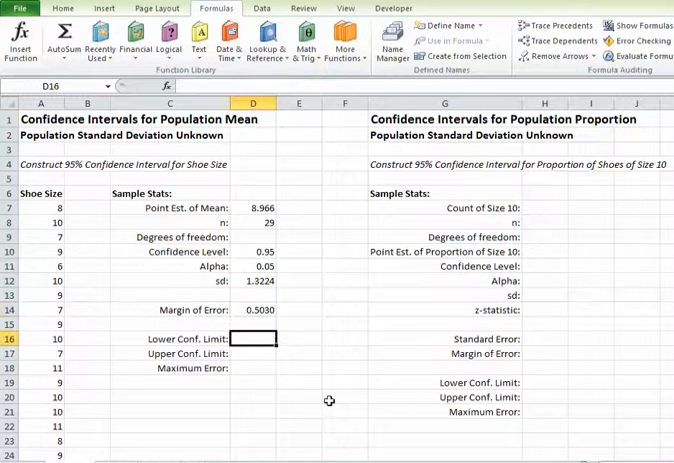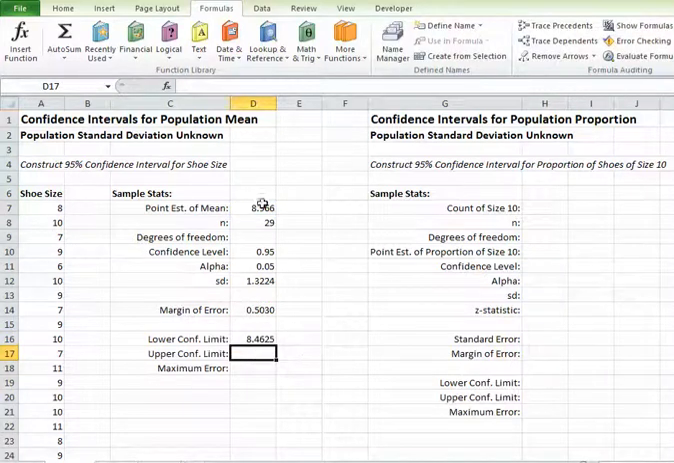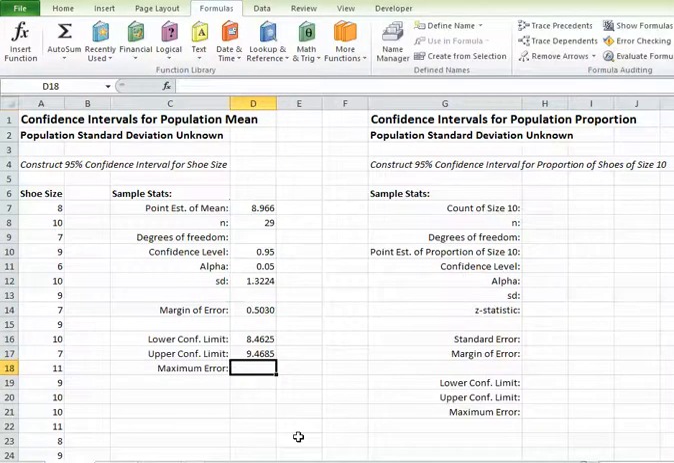For example, the lower confidence limit is going to be equal to our point estimate. Not equal. Minus the margin of error. And the upper limit is going to be the point estimate plus the margin of error. Voila, there's our confidence interval.